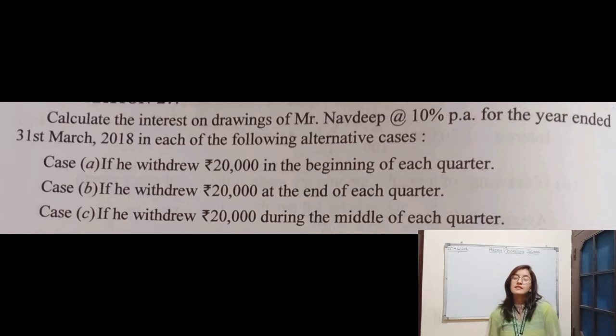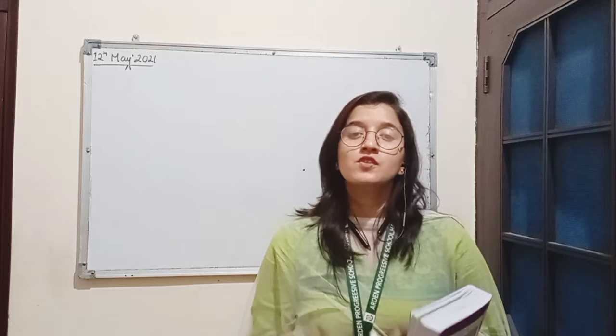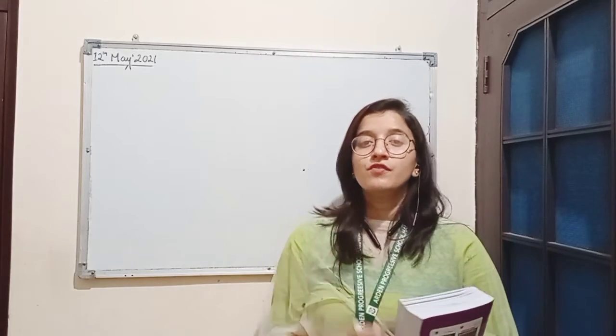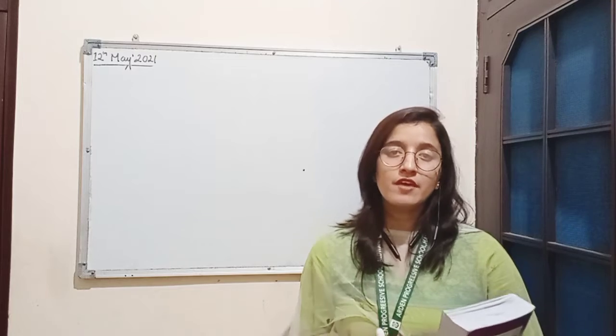Now, all these cases are based on quarterly drawings by the partner, and here the rate of interest on drawings is 10% per annum. So, while solving the question, first we will write the common formula which will be applied in every case.